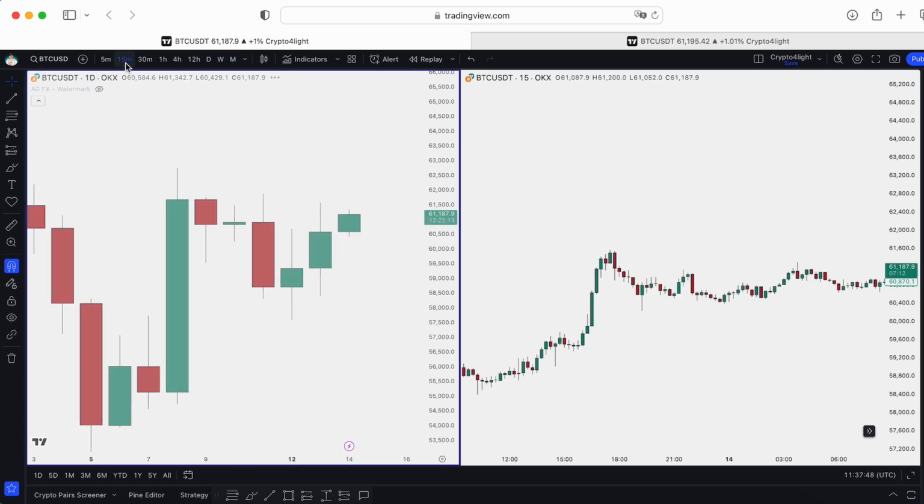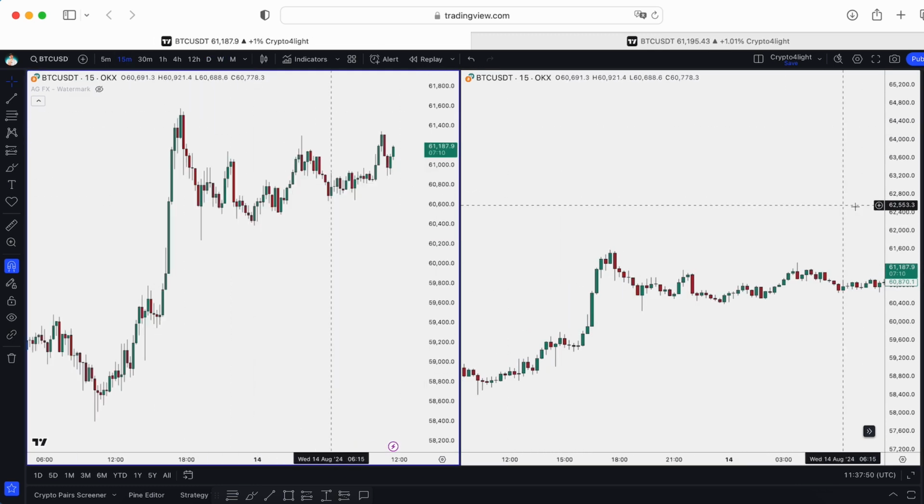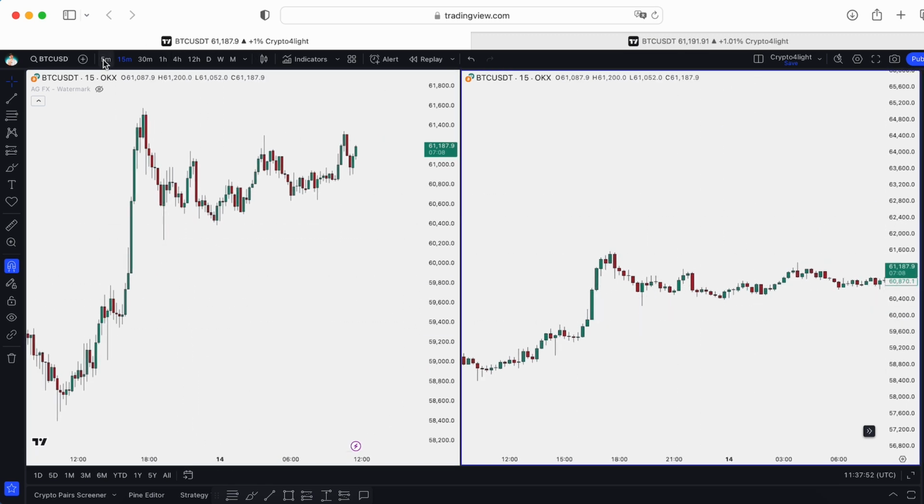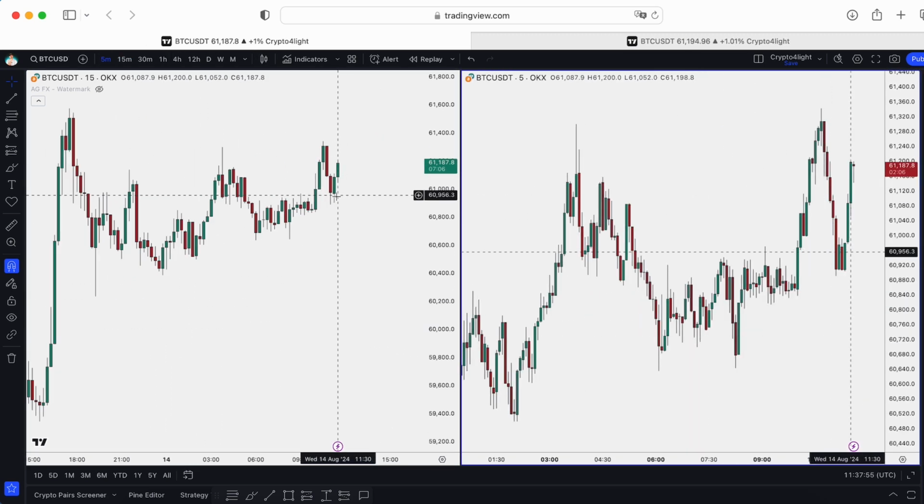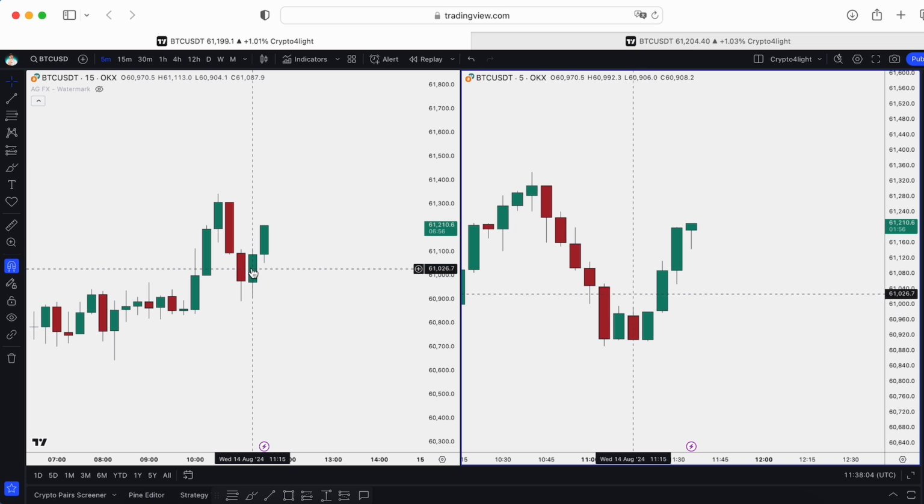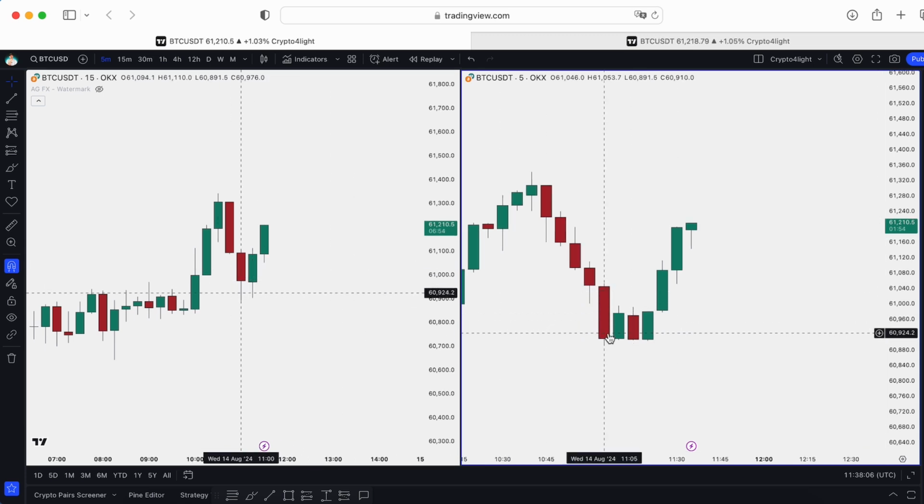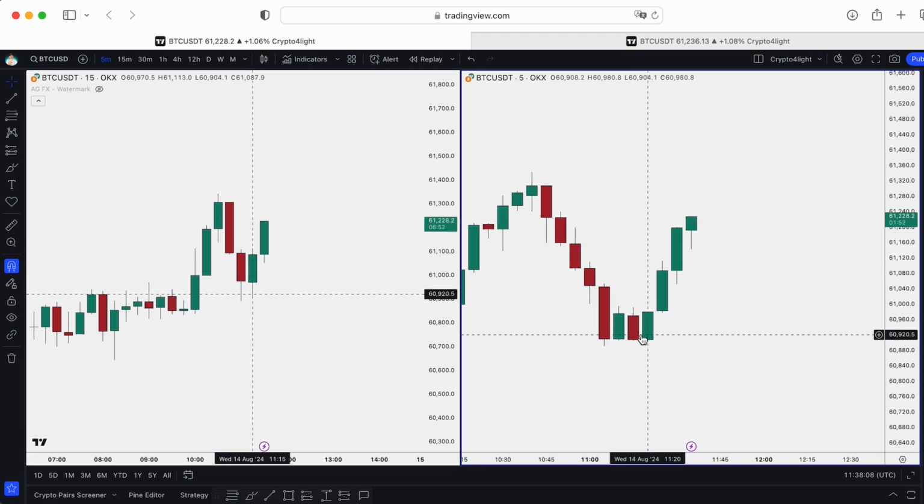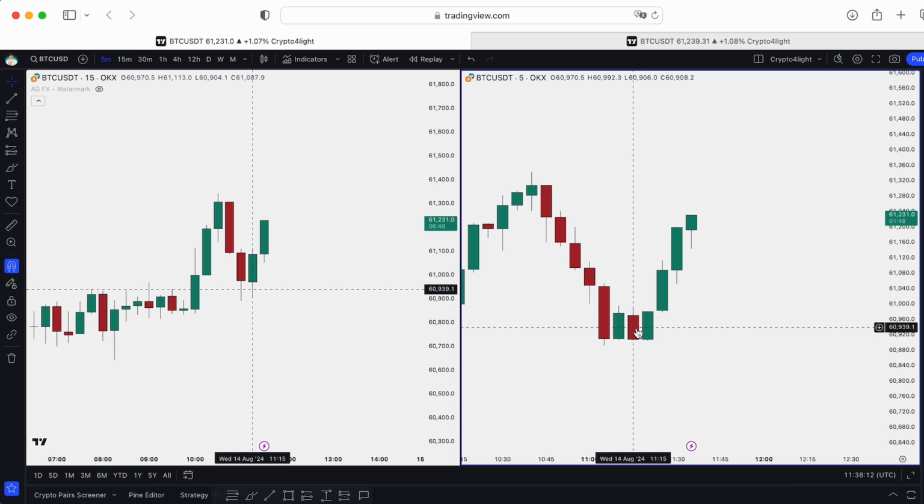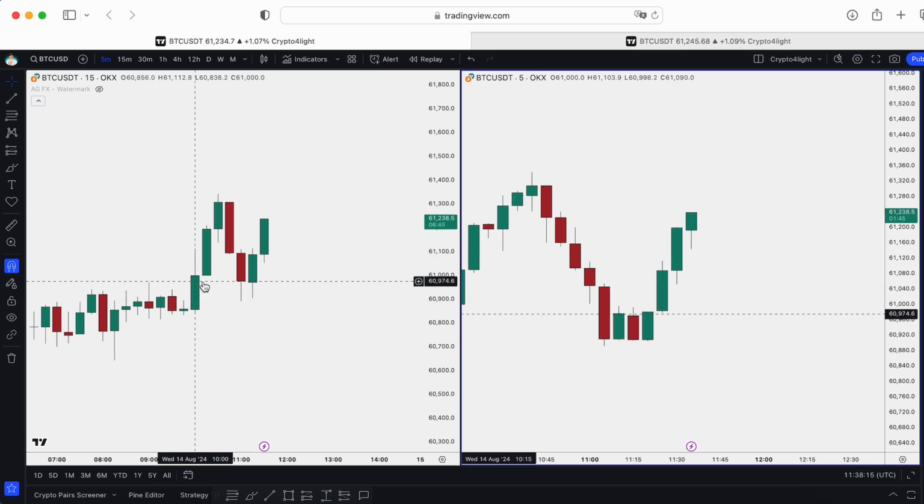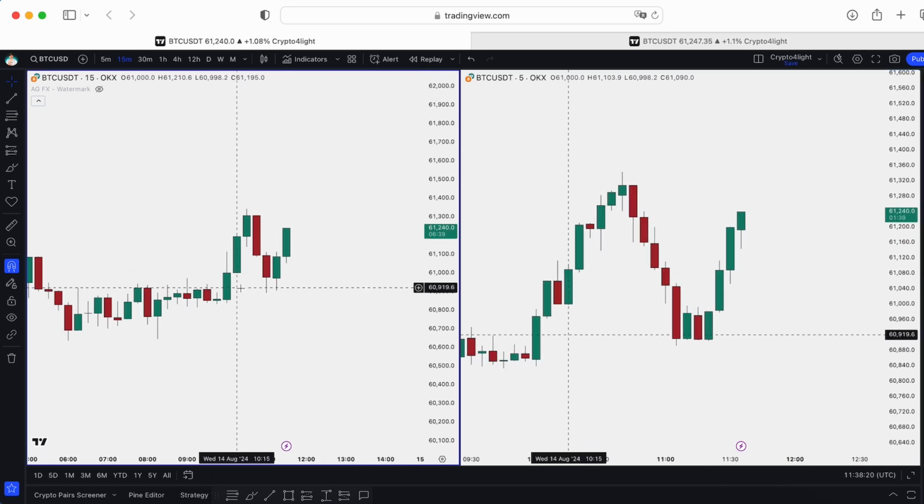So let's go to the 15-minute time frame, this one, and let's go here to the 5-minute time frame. You can find this candle on the 15-minute time frame. It's 3 candles on the 5-minute time frame. We got 1 drop and 2 up. So every single candle gives us a lot of information.